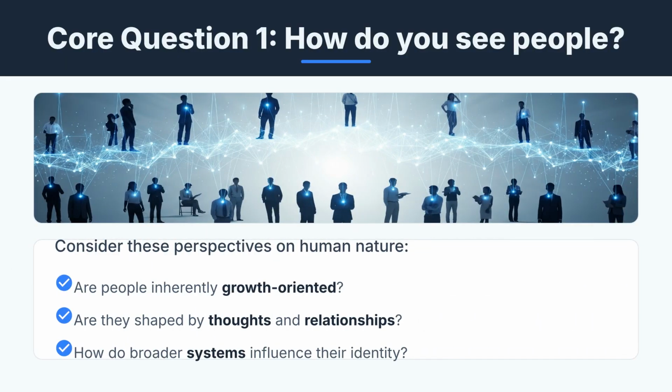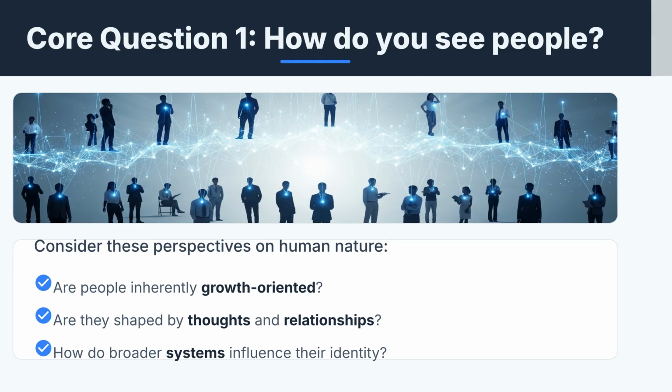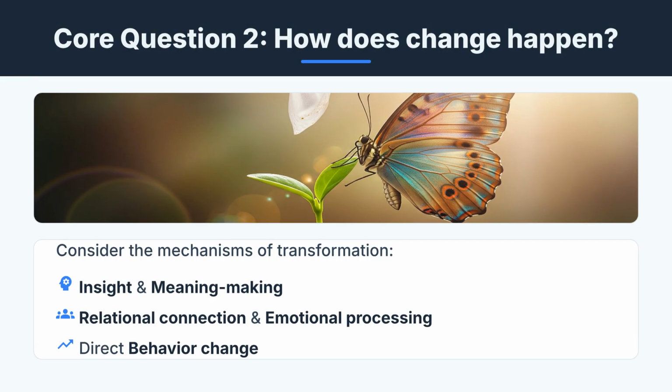Core question 1 focuses on your view of people. Do you see people as growth-oriented? Are they primarily shaped by thoughts, relationships, or broader systems? Your answers form the foundation of your conceptualization. Core question 2 explores how change happens. Does transformation rely on insight, relational connection, and emotional processing, or direct behavior change? Integration helps you explain how these different mechanisms fit together.